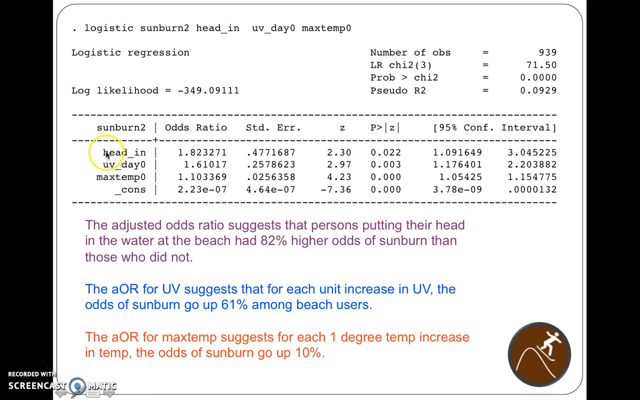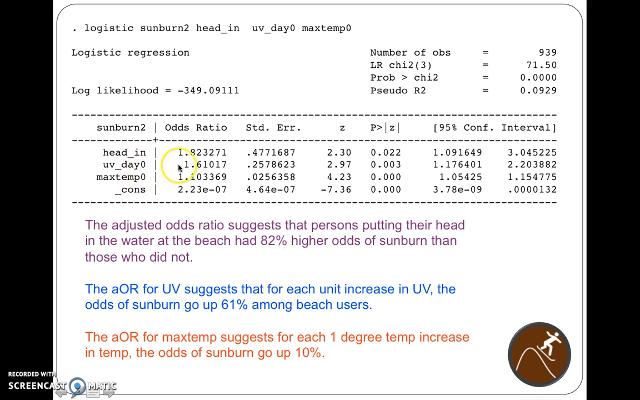So how do we interpret these? Well, since there are multiple variables here, these are not crude odds ratios. Instead, we would call them adjusted odds ratios. The adjusted odds ratio for a person putting their head in the water at the beach suggests that the odds for those people are 82% higher for them to have sunburn than those who did not put their head in the water. So the odds of sunburn among those who put their head in the water are 82% higher than the odds of sunburn for those who did not put their head in the water.